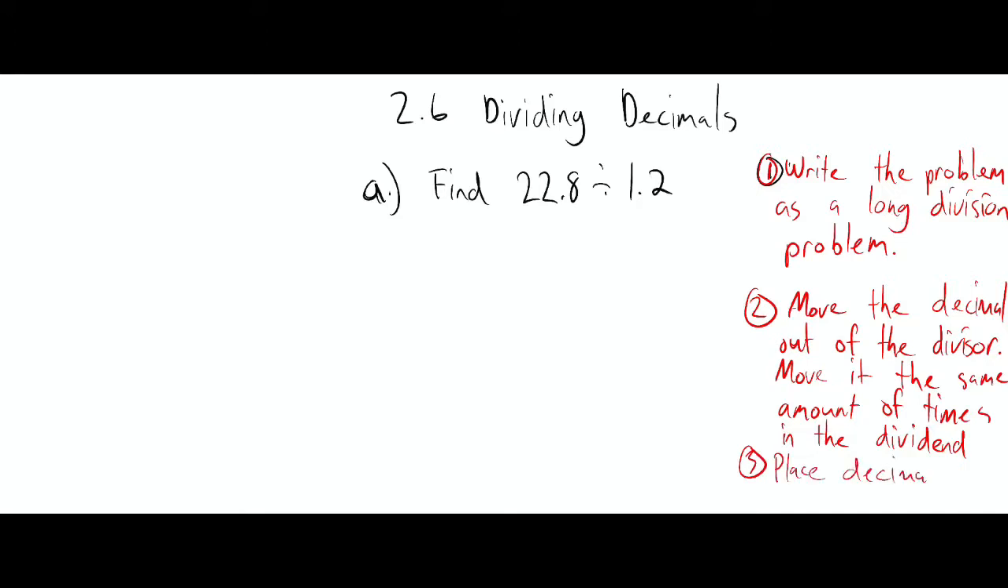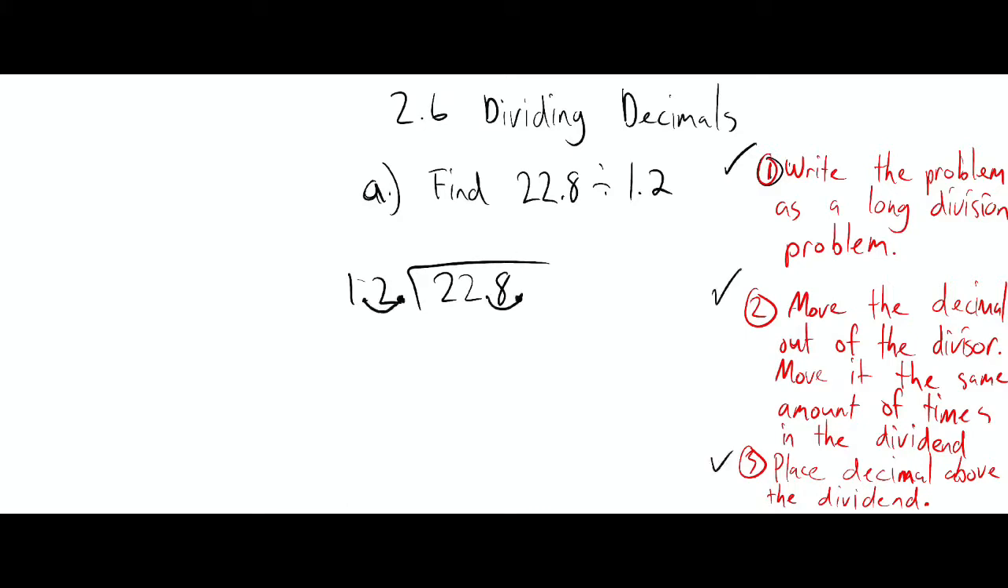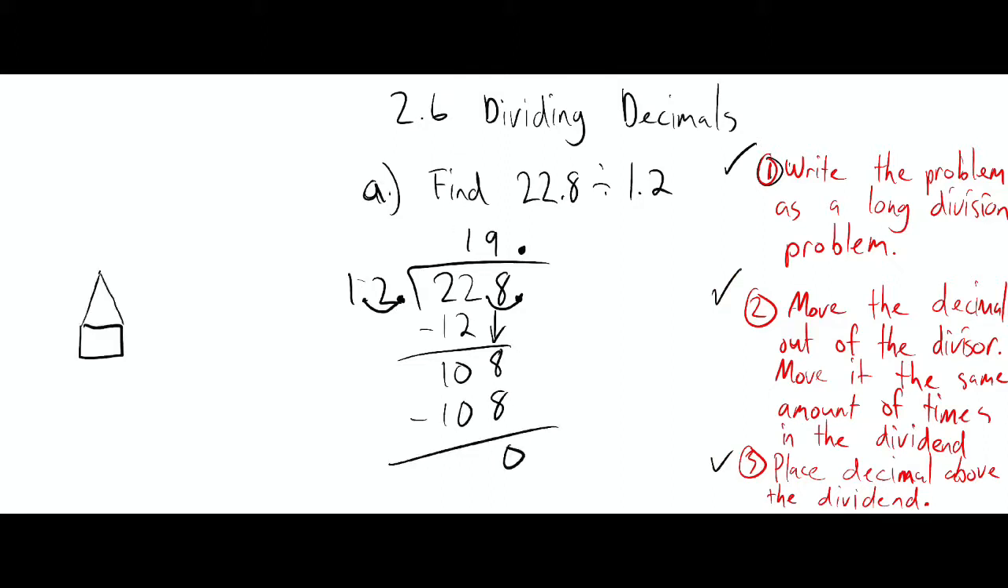And then 3, you just place the decimal right above the dividend where it is in the dividend in the answer. So you just pull it straight up. So 22.8 divided by 1.2, we move it over, check, check, check, and then we pull it straight up. And then we just do long division like normal, and we get 19 is the answer.